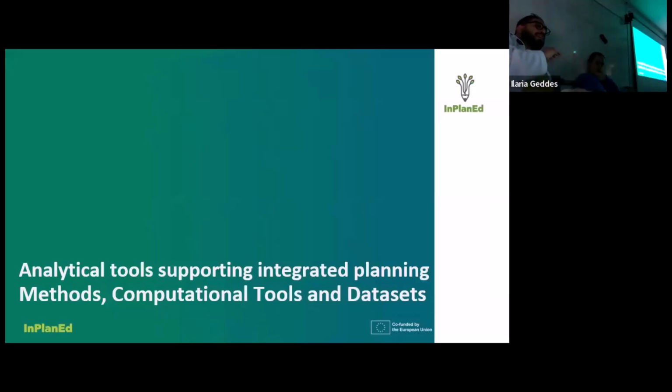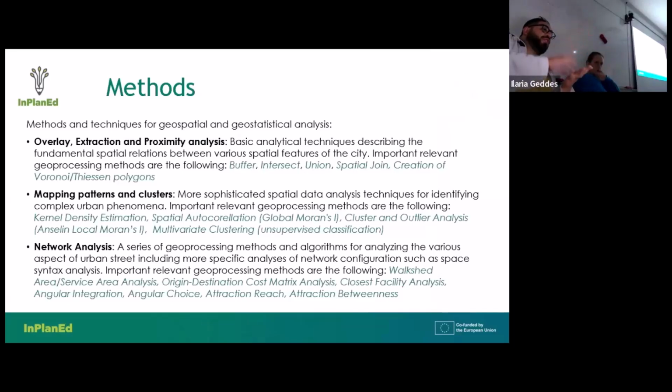Now, I will try to be a little more brief about this kind of stuff because it's mostly there for you to search about it and use them if you wish. In terms of methods, there are some basic methods in GIS about overlay, extraction, and proximity analysis. If you are even a bit involved with GIS, you know about them. Either it's buffer, intersect, stuff like that.